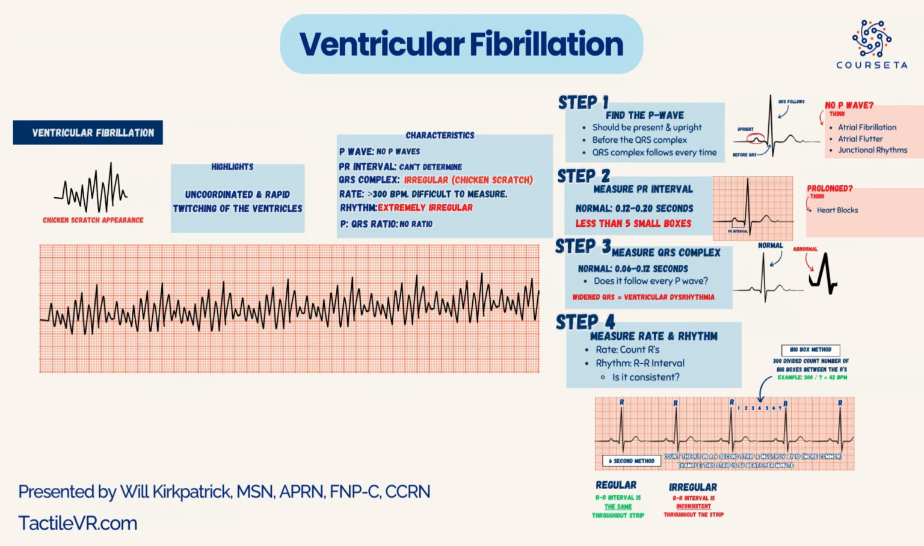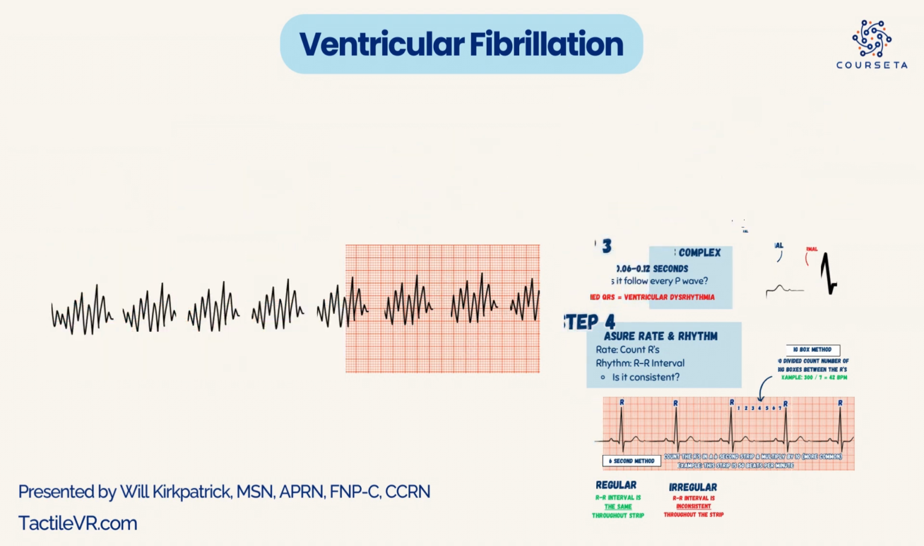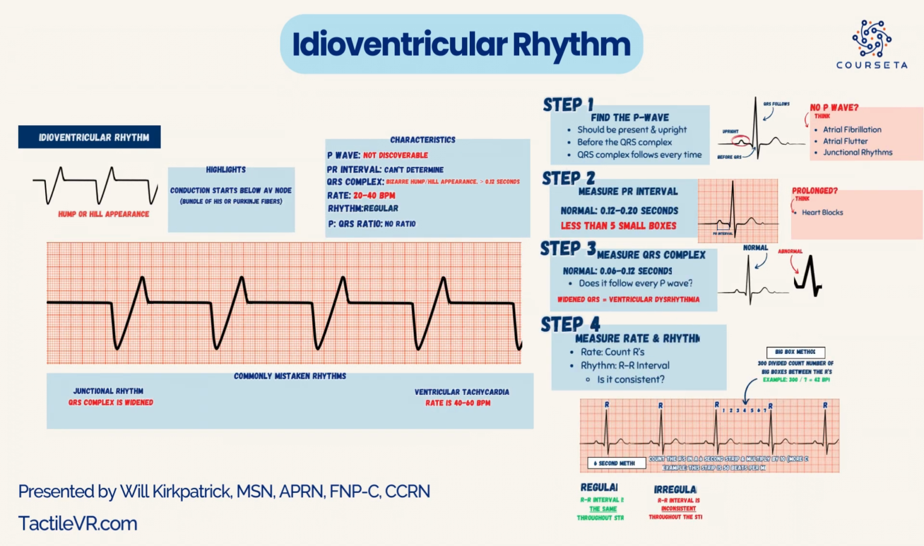But ventricular fibrillation is just uncoordinated and rapid twitching of the ventricles. So it's just like the heart muscle is having a seizure. Most of the time, the monitor is not even going to be able to get a heart rate. So this is a pulseless rhythm that you'll see here. And this, of course, is an emergency. And then the last one with ventricular rhythms is idioventricular rhythm.